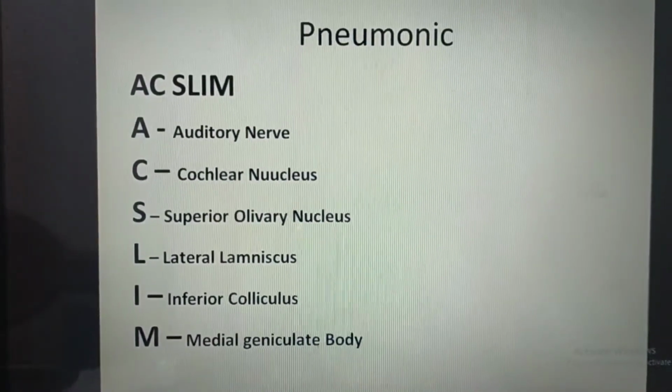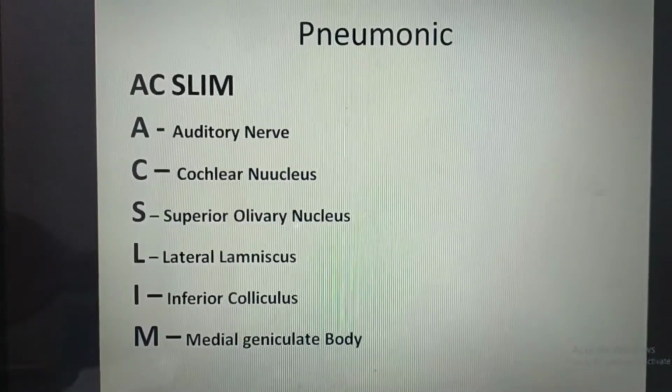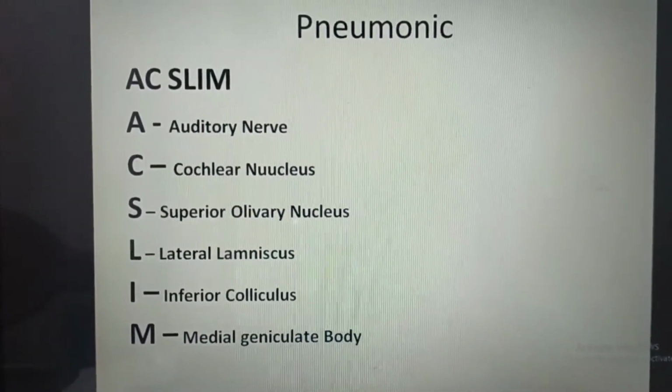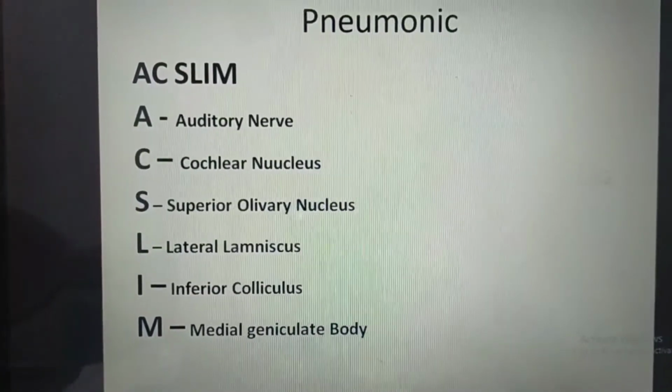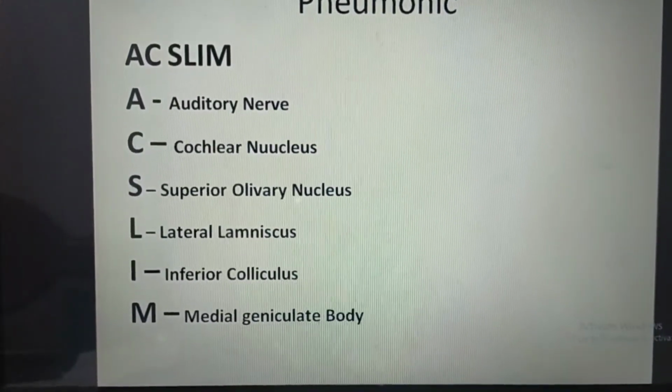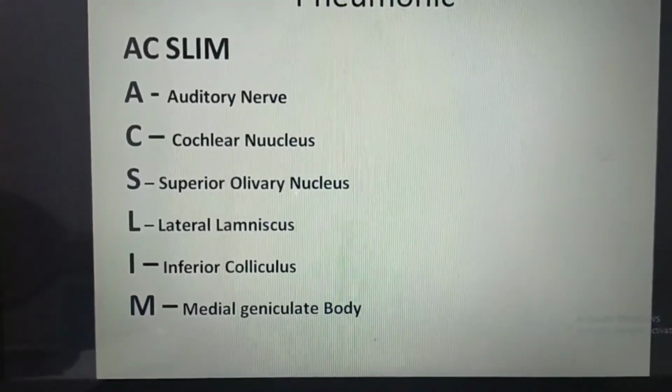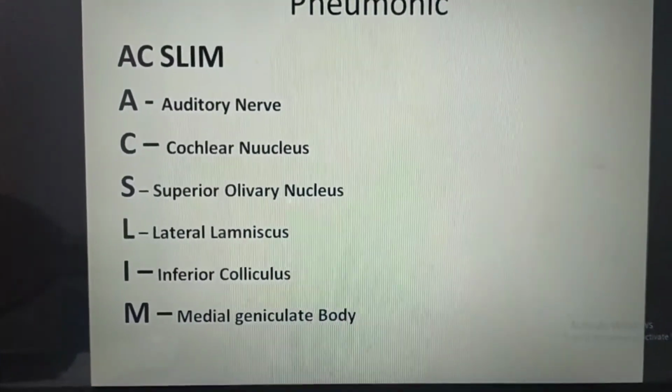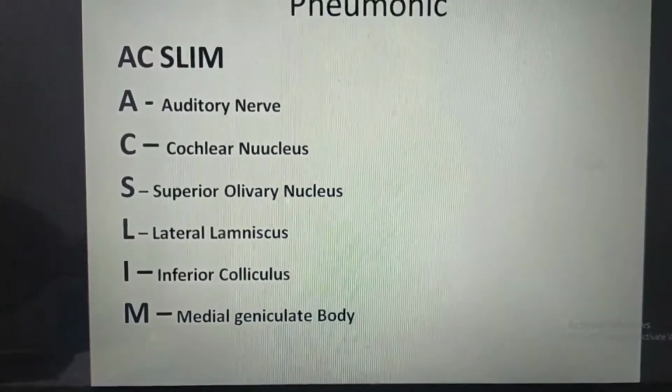So in AC SLIM, A means auditory nerve, C means cochlear nucleus, S for superior olivary nucleus, L for lateral lemniscus, I for inferior colliculus, and M for medial geniculate body.